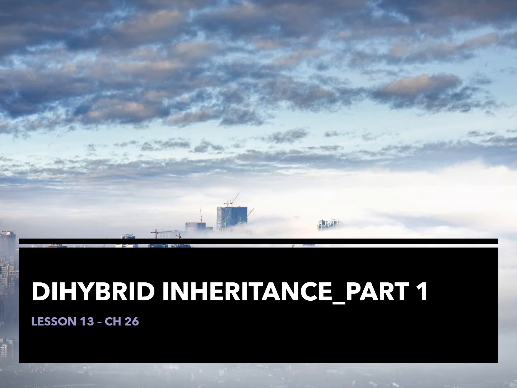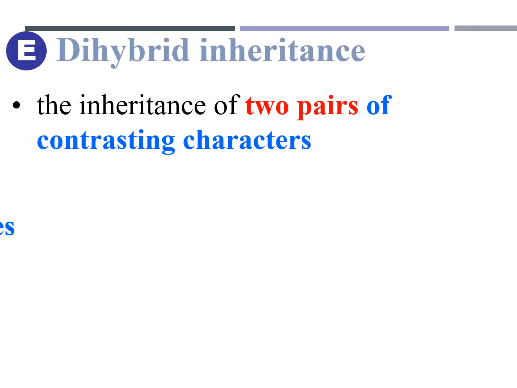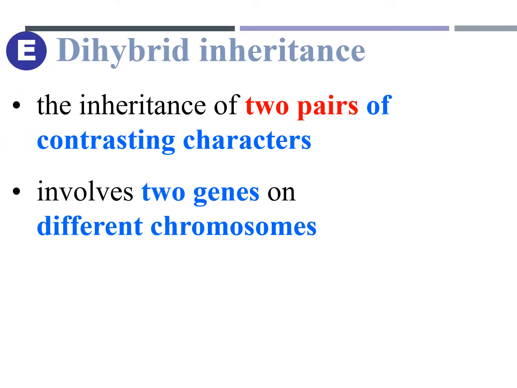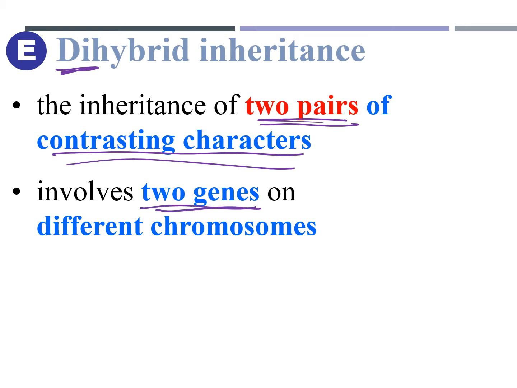Let's start. Previously, we learned about monohybrid inheritance. We talked about how a single character, such as the height of the plant, changes in different generations. Today, we are focusing on dihybrid inheritance. That means we are not only talking about one character, but instead two pairs of contrasting characters, which involve two different genes on different chromosomes.